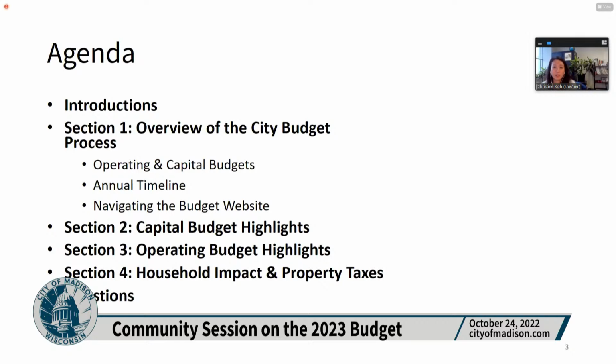Section 1 is a high-level overview of the city budget process. I'll talk about the difference between the capital and operating budgets, the annual budget development timeline, and how to navigate our website and resources. And then we'll dive into some of the specifics on the capital and operating budgets. We'll talk about what some of the priority areas for each of the budgets are and how the budget is designed to meet community needs. Then we'll do a brief expenditure summary, which is, what are we paying for and how much does it cost? And we'll also have a revenue summary, which will discuss how we're paying for each of these priority areas. And finally, we'll end the presentation with a discussion on how the budget impacts the average household and property taxes.